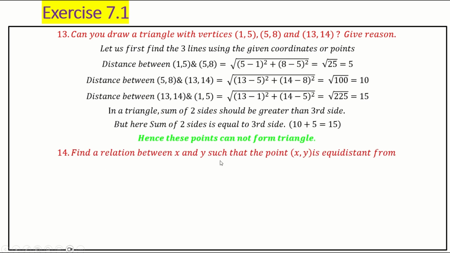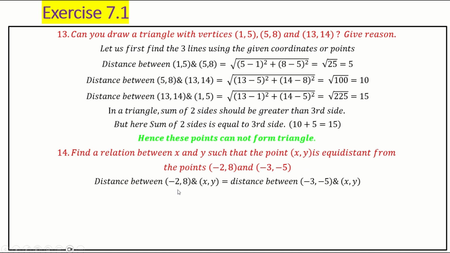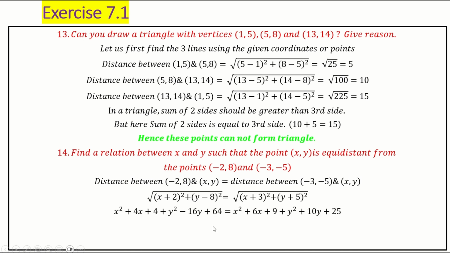Next, find a relation between x and y such that the point (x, y) is equidistant from the points (minus 2, 8) and (minus 3, 5). Okay, this is similar to the example given. So the distance between (minus 2, 8) and (x, y) is equal to the distance between (minus 3, 5) and (x, y). I substitute the values in the equation, and then simplified, what I will get is 2x minus 6y plus 34 equals 0. So this is the perpendicular bisector equation. Every point on the perpendicular bisector will be equidistant from the 2 points.